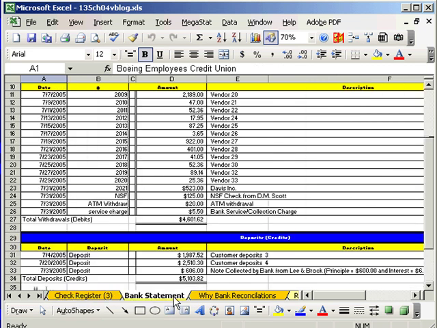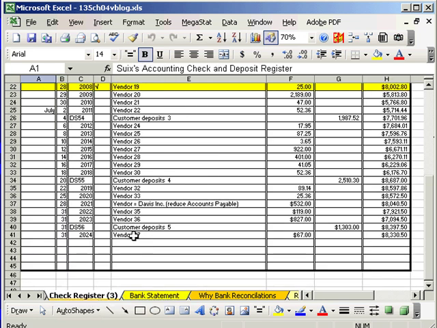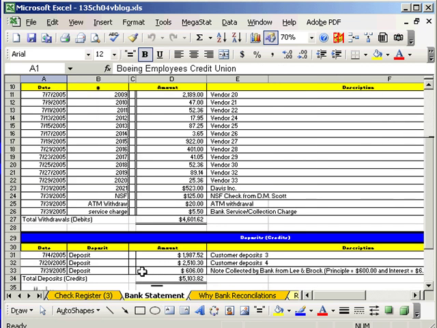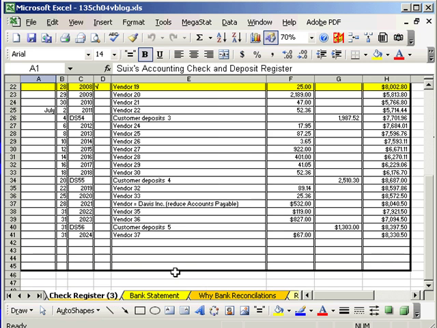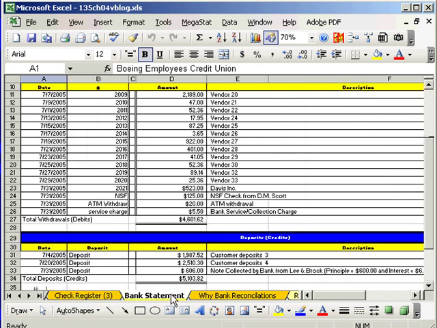So the essence of why we have to reconcile is because there's some things that the bank knows that we don't know, and there's some things that we know that the bank doesn't know. Let's go over to our checkbook register. This is deposit DS56 for $1,303. Let's go over to our bank statements. I do not see a deposit there on the bank statement. So we must have deposited this, and they haven't received it yet. There's an example of something we know that the bank doesn't know.